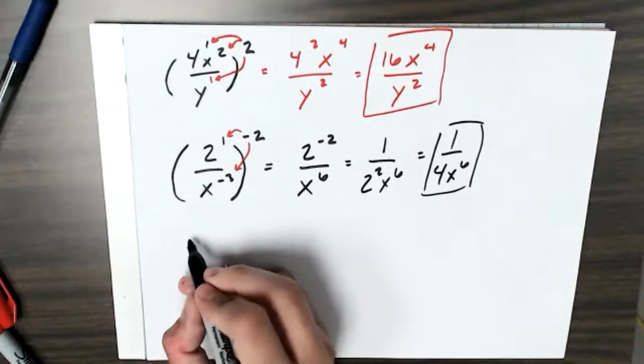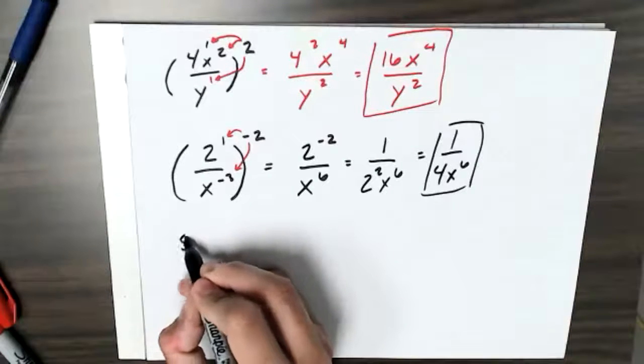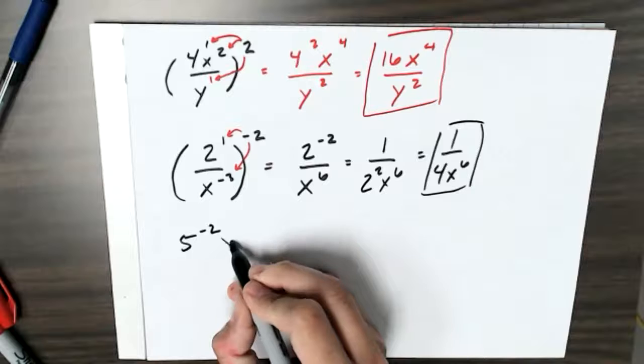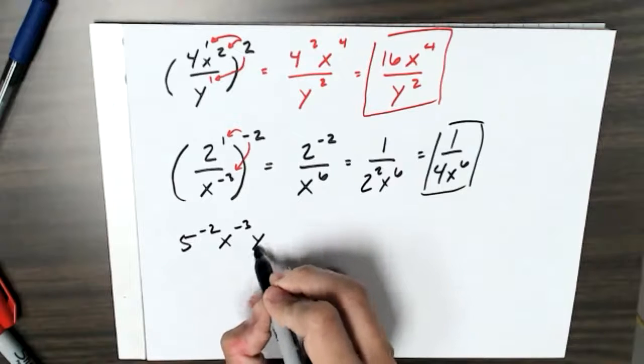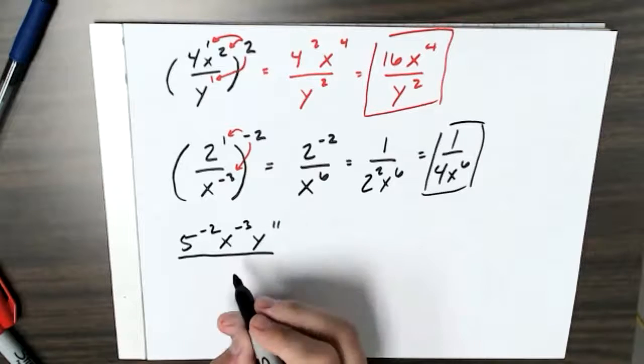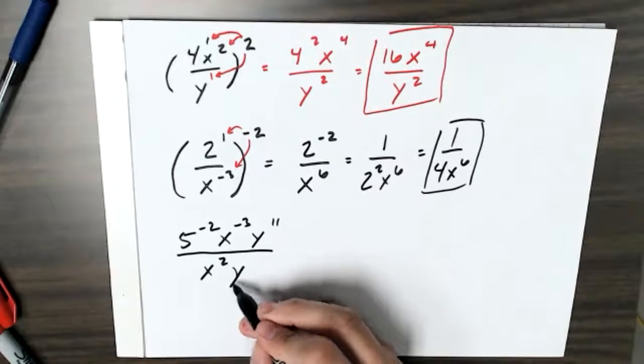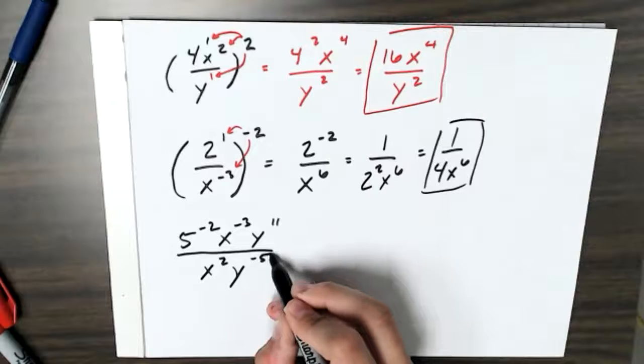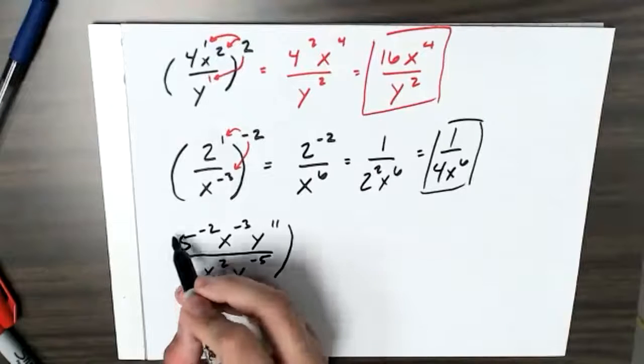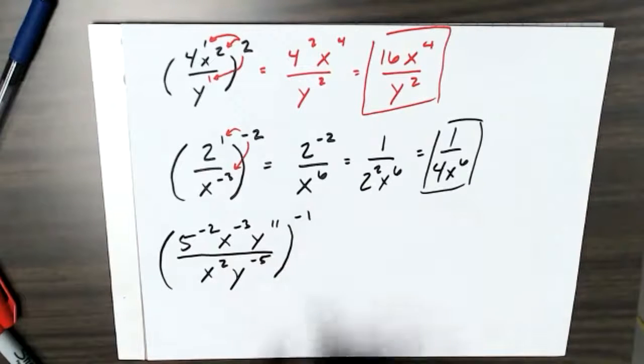Okay. Try this one. Simplify this guy. This is 5 to the negative 2, x to the negative 3, y to the 11, all over x squared. This isn't a power rule question. This is just a question from the last section. That's fine. Y to the negative 5. Actually, you know what? Just to make it this section, let's raise all of these to the negative 1. I know you're thinking, oh my Lord, this is crazy. But raising something to the negative 1 is not a big deal. All you have to do is multiply every single exponent by negative 1 and then simplify.